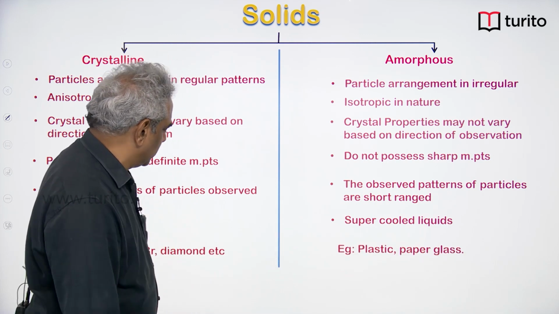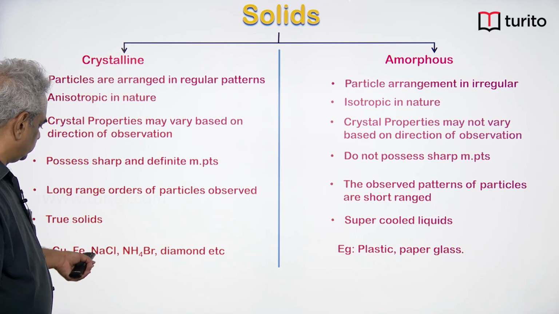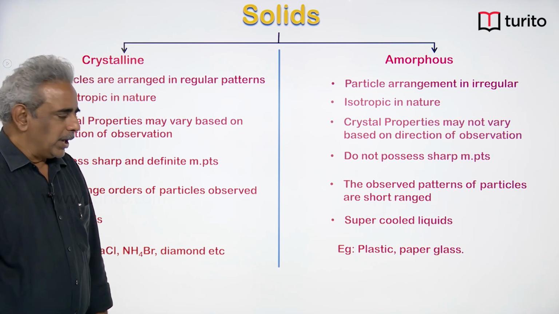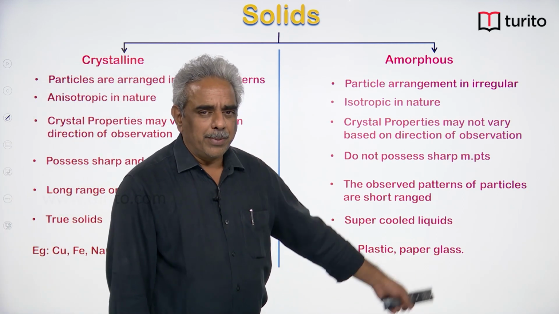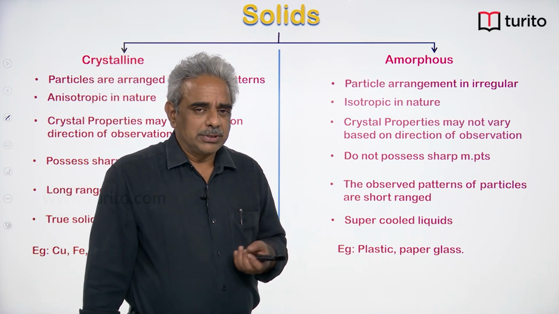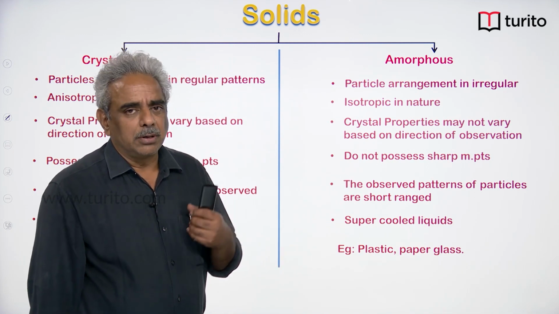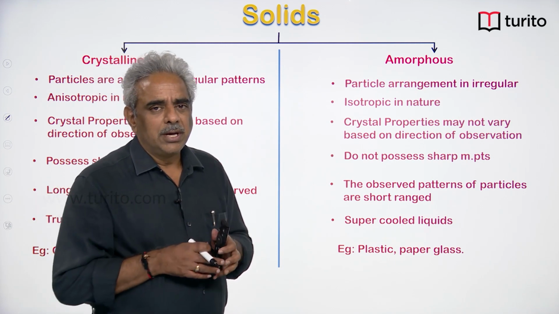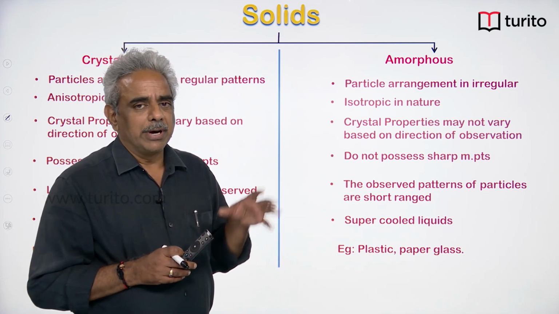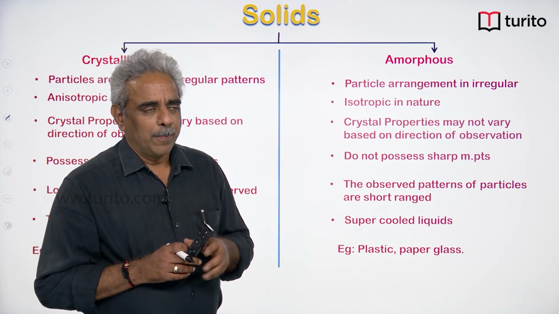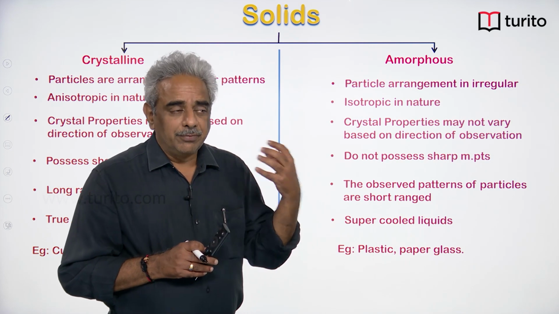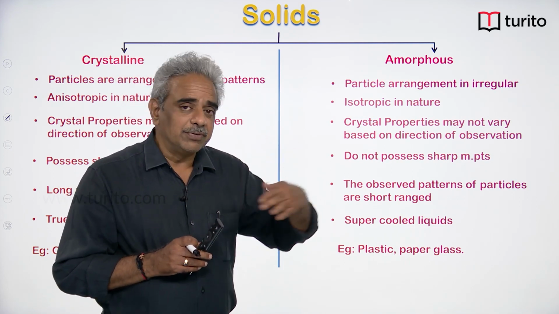Just for fun, I gave some examples: copper, iron, sodium chloride, ammonium bromide, diamond. These are all very good examples of crystalline solids. And plastic, paper, rubber, glass, all these things come under amorphous, non-uniform distribution. Now, tell me, in our chapter are we interested in that or this? Obviously crystalline, because we can't systematically study anything in amorphous substances, so we do not show much interest in that. So, our interest now is crystalline substances. How crystalline solids show their properties and what their structures and features are, we will try to understand in the rest of the chapter.